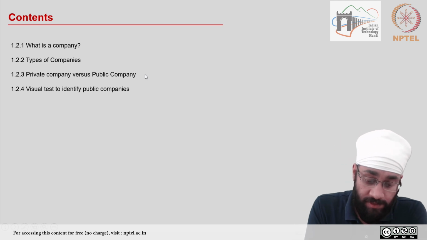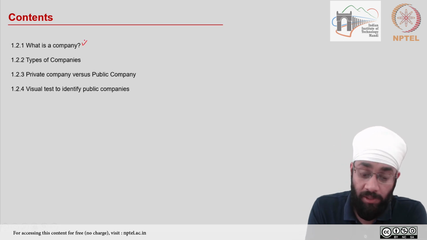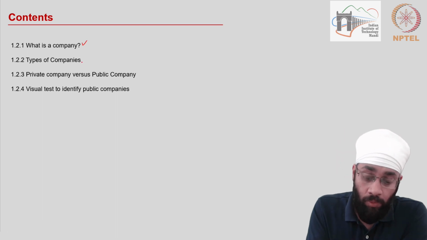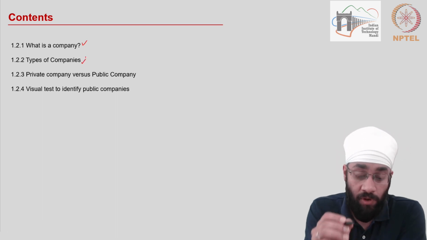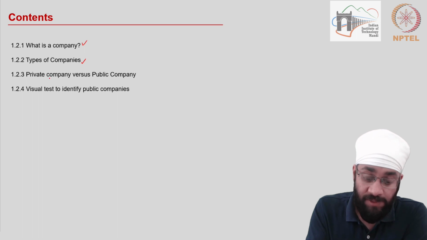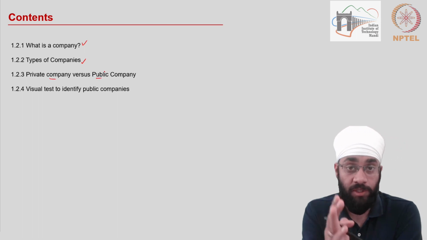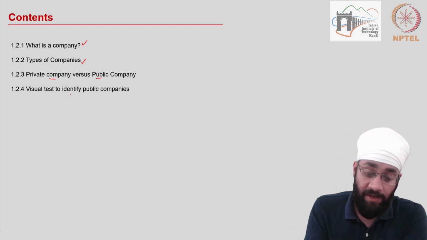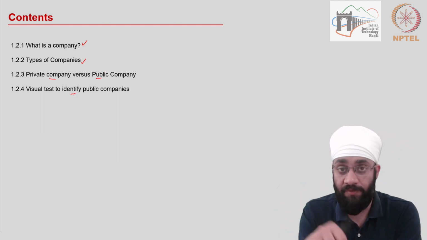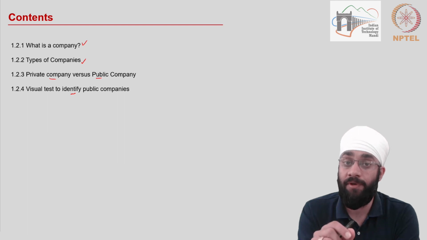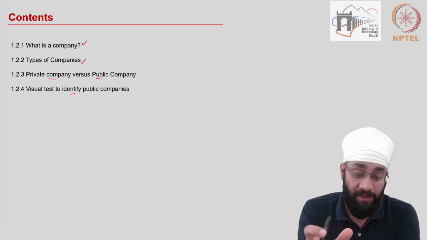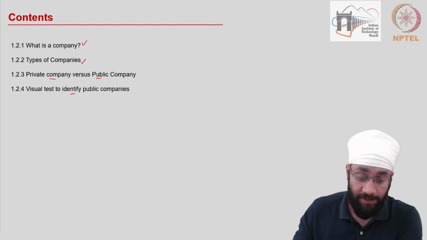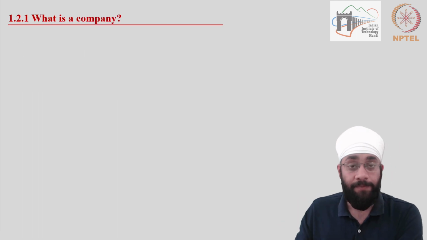We will discuss what is a company, and how you distinguish it from the other forms of business. We'll talk about different types of companies. We'll specifically try to distinguish between private companies and public companies. And then we'll do a quick visual test. If you have to figure out if a given company falls into the category of private company or a public company, how would you do that? So let's get started. What is a company?